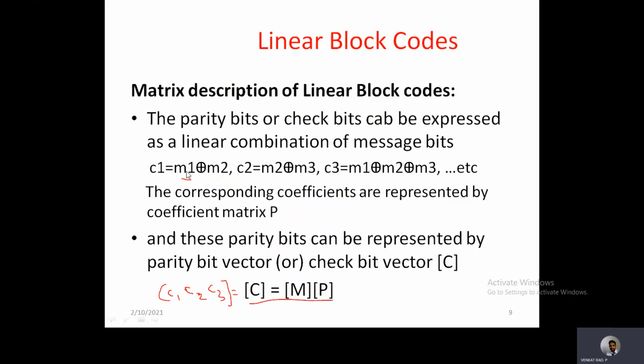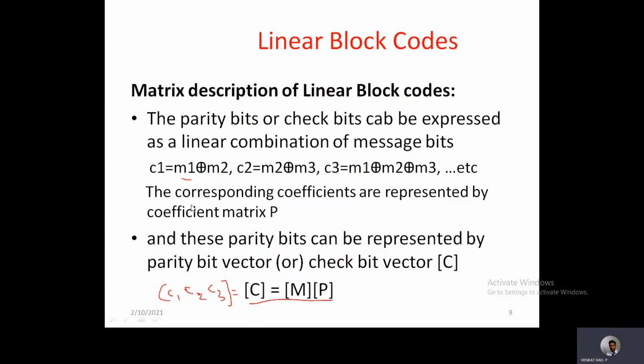Let us say the message bits are M1, M2, M3 and so on. The first parity bit, second parity bit, third parity bit can be obtained by a linear combination of message bits. For example, here we have taken the linear combination of M1, M2 bits. Here plus means XOR operation. Similarly, the second parity bit will be obtained by a linear combination of M2, M3 and so on.